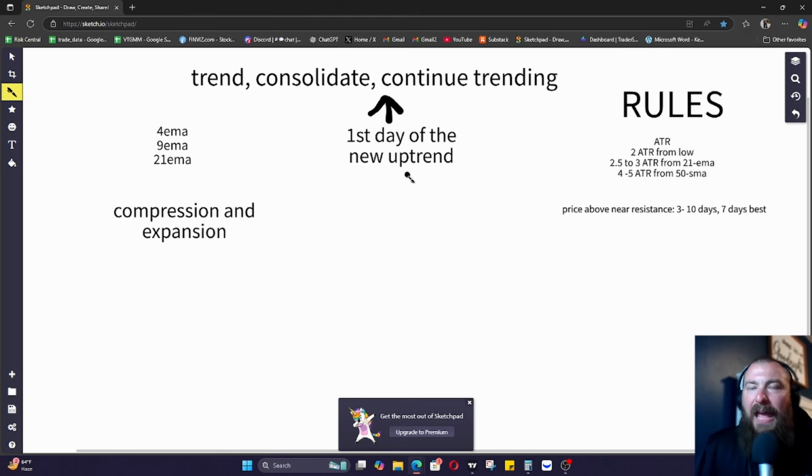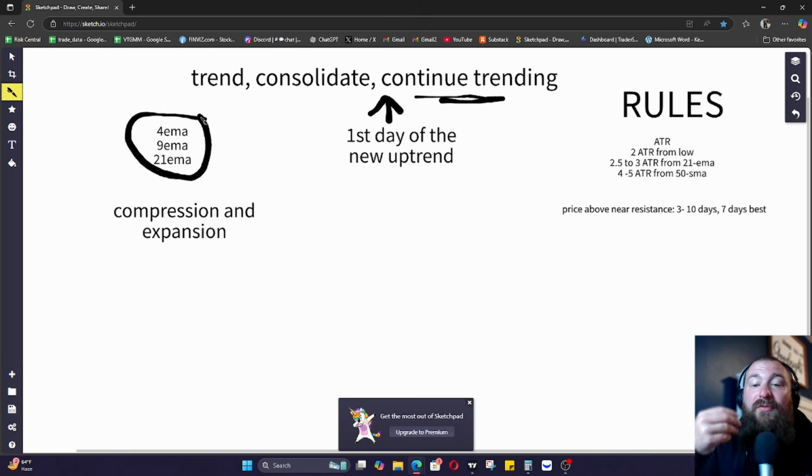The point of this is to help you see how I see price action, where I look to execute on the first day of a new uptrend when the price is continuing to trend. It's going to start trending once again: it trends, consolidates, and then continues trending. There are a few ways to do this. If you want to use EMAs, this is a great way to visually train your eyes so you can see what it looks like when price is consolidating and when price is expanding.